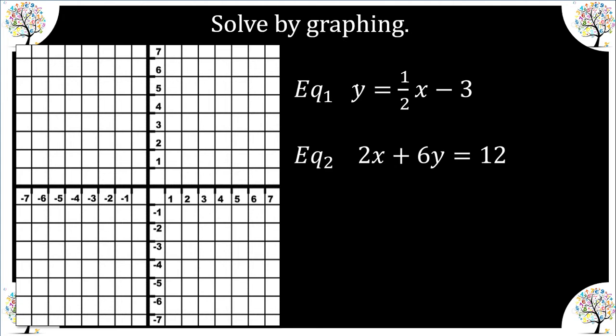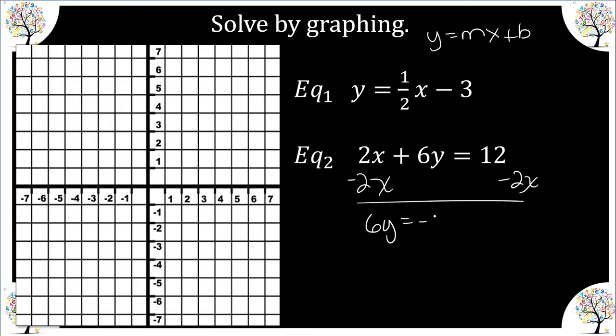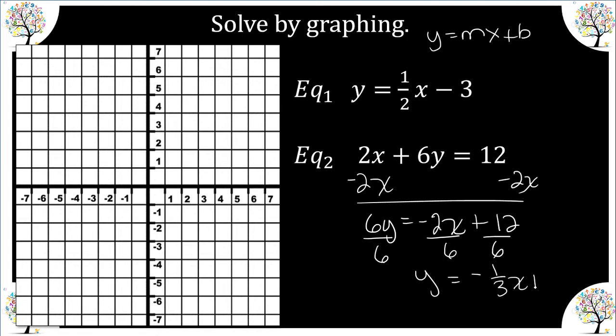So let's solve by graphing. Remember, they both must be in slope-intercept form, y equals mx plus b. Our second equation is not in this form, this is standard form. So let's go ahead and solve for y. We're going to subtract 2x from both sides. Now we are going to divide each term by 6. And we have y equals negative 2. 6 simplifies by a factor of 2. So we have our slope and our y-intercept.